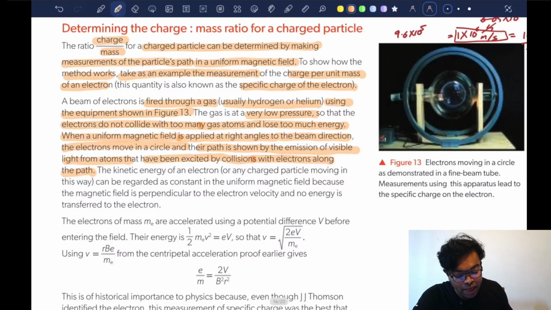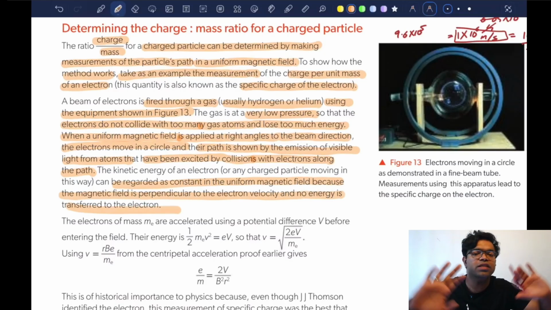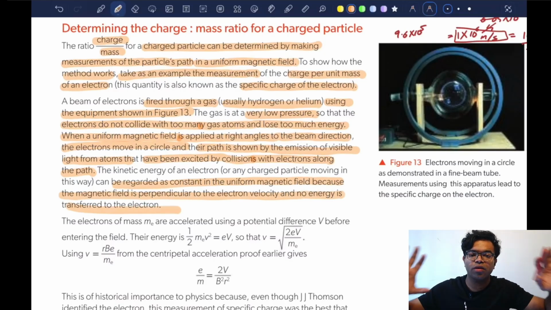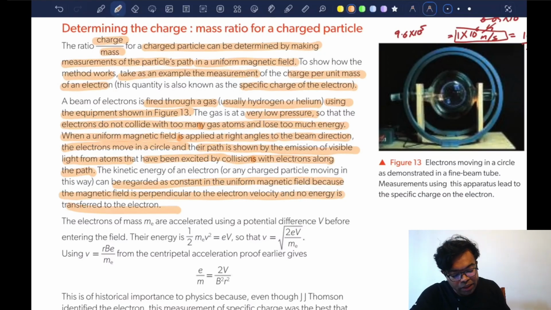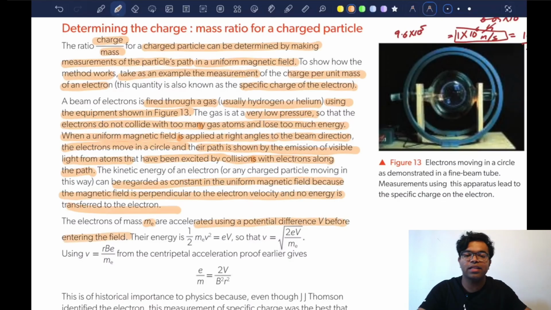Okay, now the kinetic energy of an electron or any charged particle moving this way can be regarded as a constant in a uniform magnetic field, because the magnetic field is perpendicular to the electron's velocity and no energy is transferred. So the velocity of the electron is going to remain the same when it is moving in a circular path, because work done is zero. Now, the electrons of mass me are accelerated using a potential difference of V before entering the field.